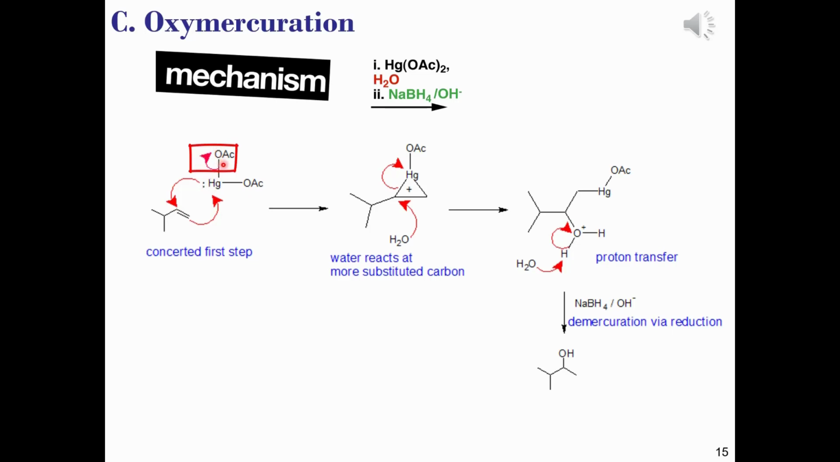When the acetate ion is lost, we see the mercurinium ion bridge that has been formed in the middle, and this puts most of the positive charge, so it's a partial positive charge, on the more substituted carbon. The water can then attack at this particular center and opens up the mercurinium ion bridge. When it does this, it gives an organomercury intermediate that's still protonated.